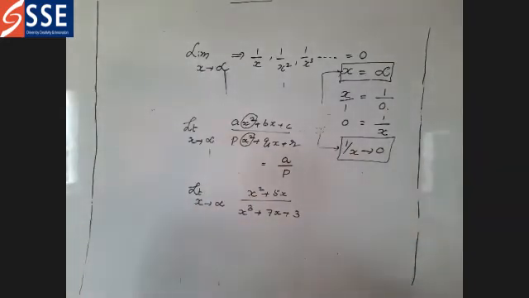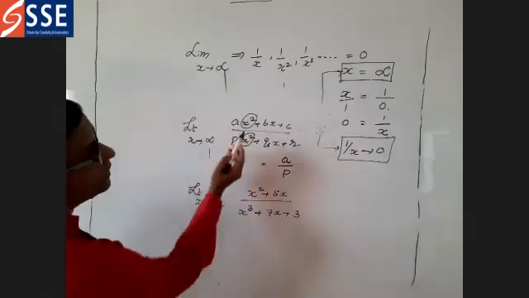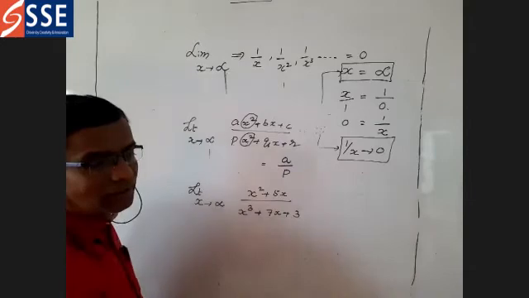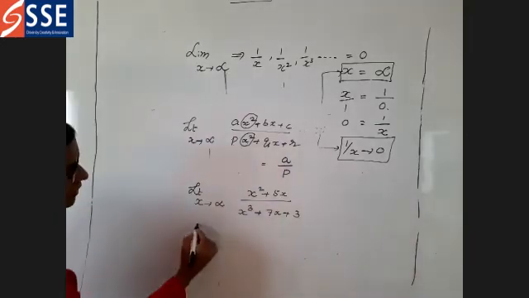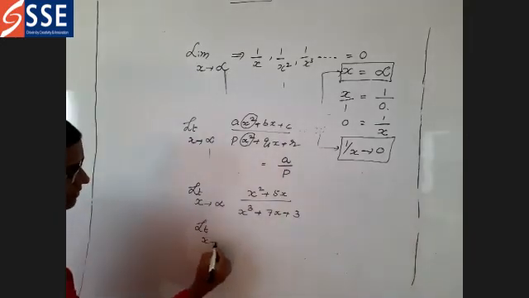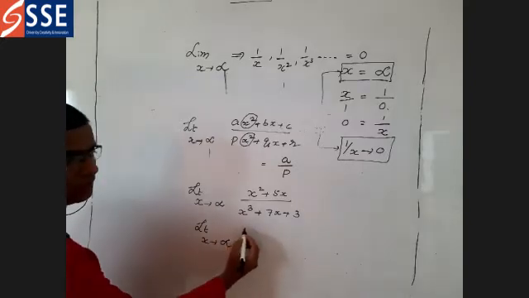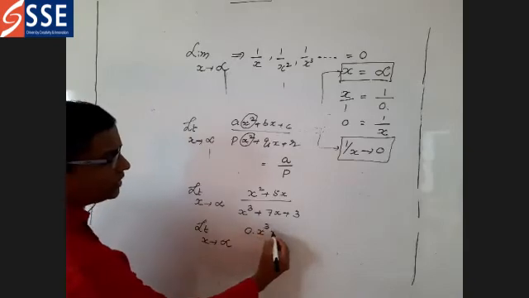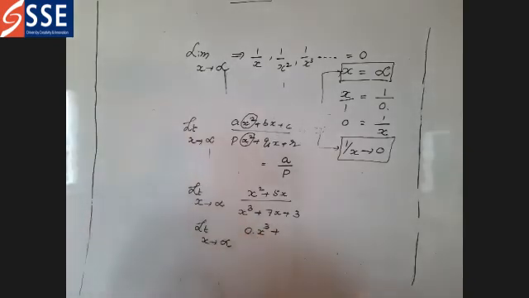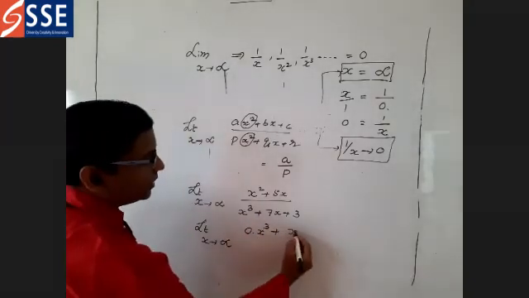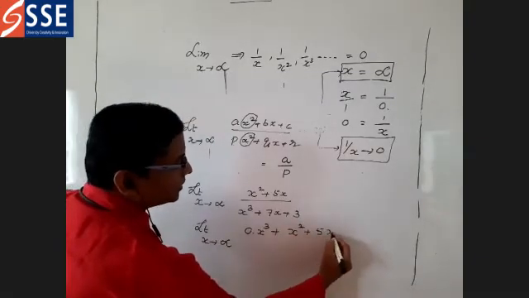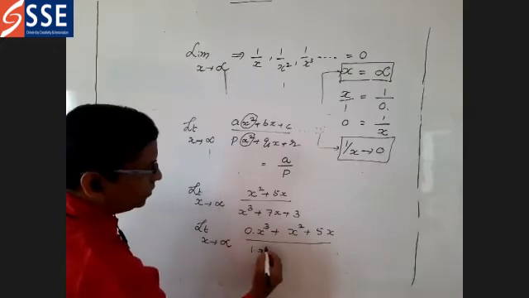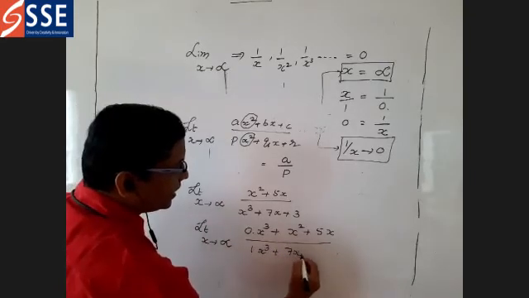Why? Because, as I am saying repeatedly, see here, the same coefficient should be there, then only you can divide it. Otherwise, what are you going to do? See here, I am just writing this for our convenience. Listen carefully. The x cubed term is not there, so you write it as 0 into x cubed. Nothing will be wrong in it. Plus x square plus 5x divided by 1 into x cubed plus 7 into x plus 3.